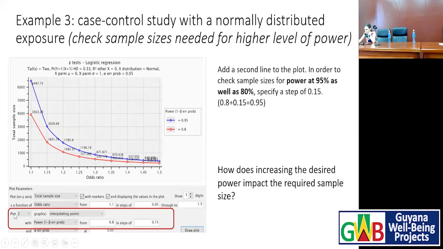There's a section here where we can fill in plot 2 graphs, and here we select with power, we'll say from 0.8, that's our 80% power, and then I just said in steps of 15%, so that will give us one other line with the power of 95%, which is 80 plus 15. And so you'll notice that for 95% power, of course, we'll need even larger sample sizes at a given observation.